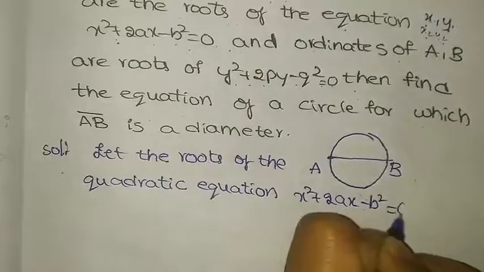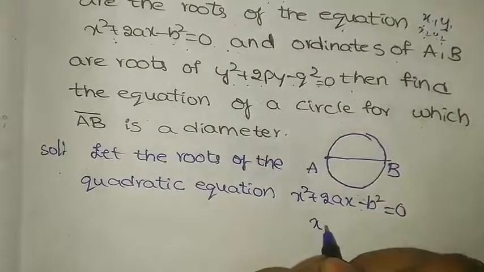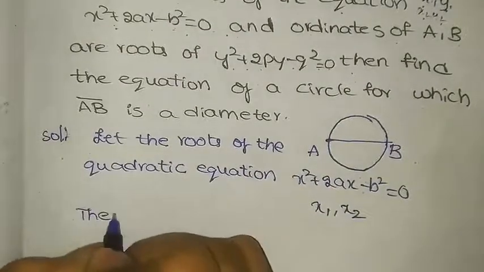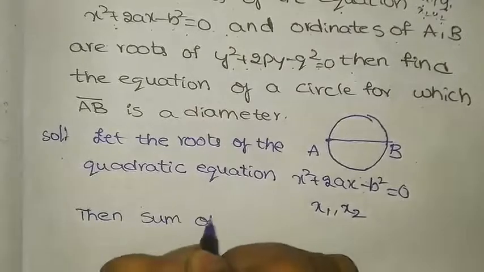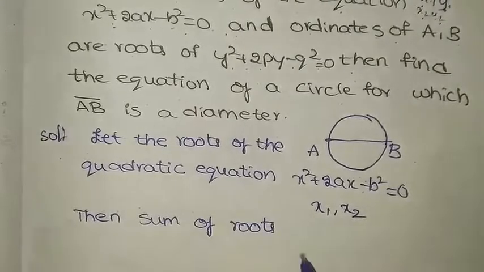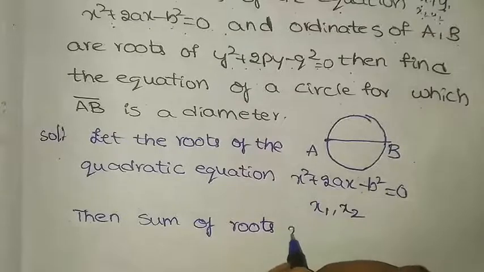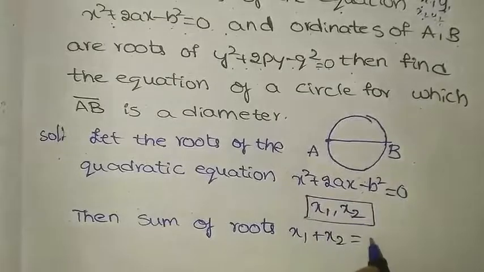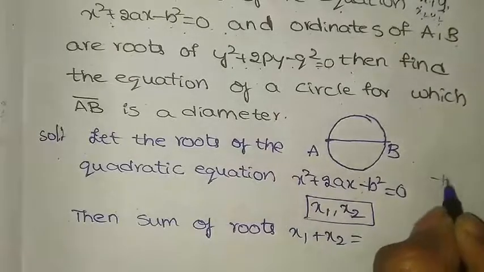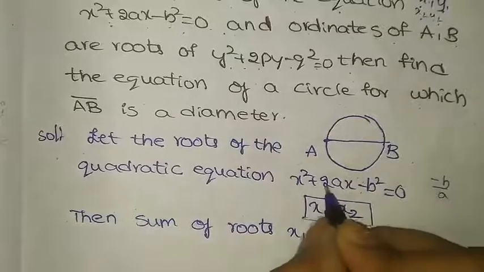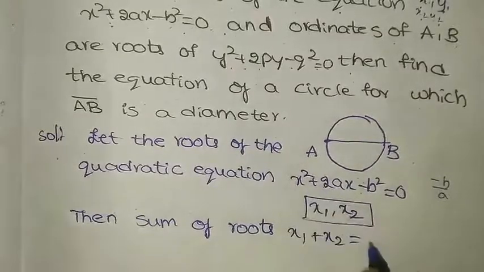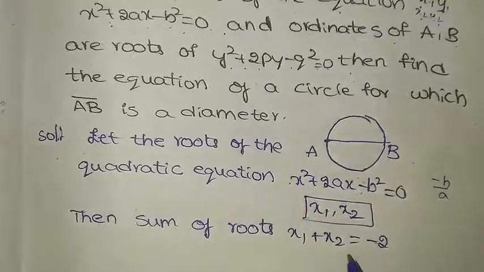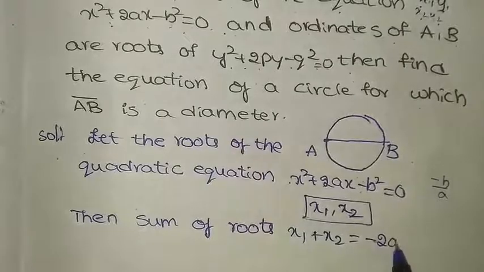Minus b square is equal to 0. Let us say the roots are x1 and x2. Then the sum of roots is minus b by a. So x1 plus x2 is equal to minus b by a, which is minus 2 by 1, since the coefficient of x square is 1. So it is minus 2a.